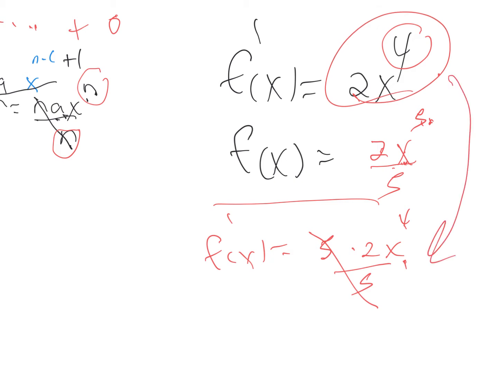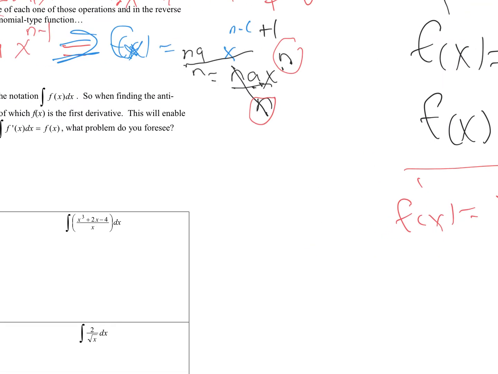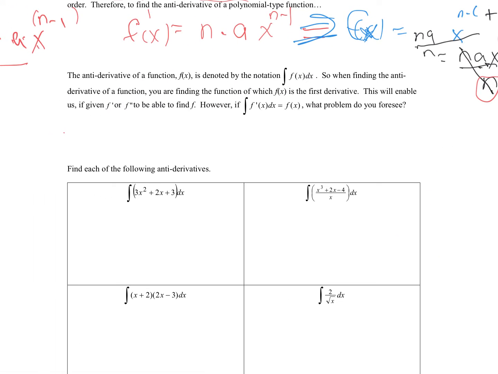So get that in your head again. Instead of taking 1 away from the power, we add 1 to the power. Instead of multiplying that in front, we divide by it. And what it's doing is undoing those operations we had. So is it just finding the regular function? You're finding the regular function.